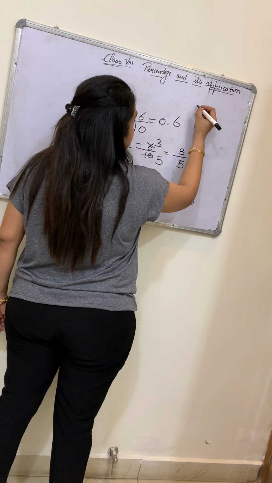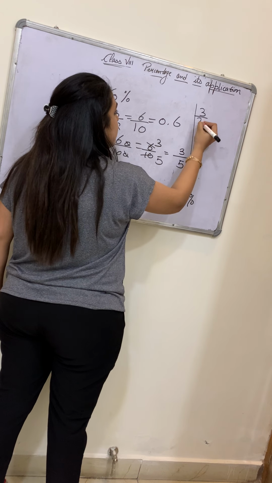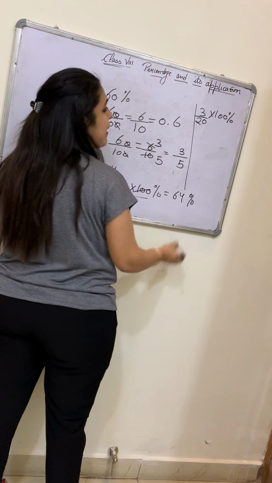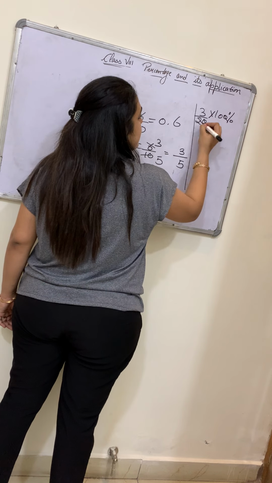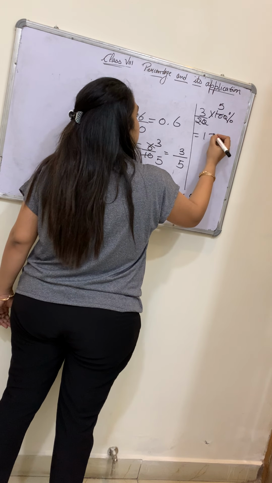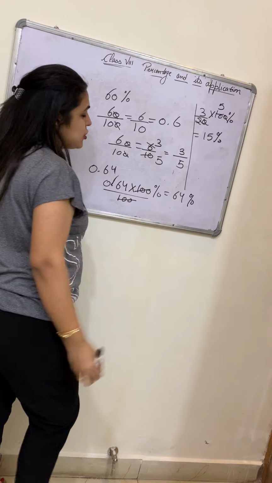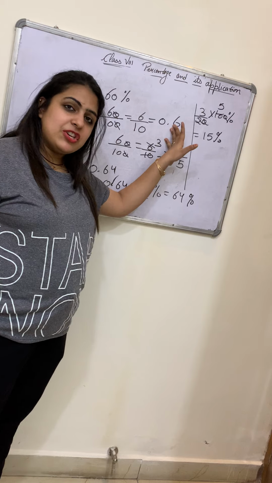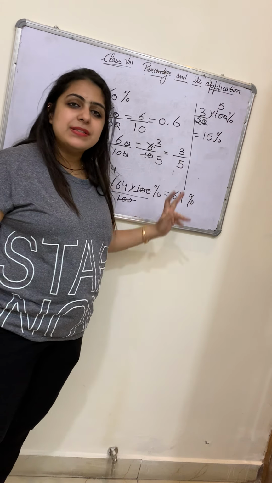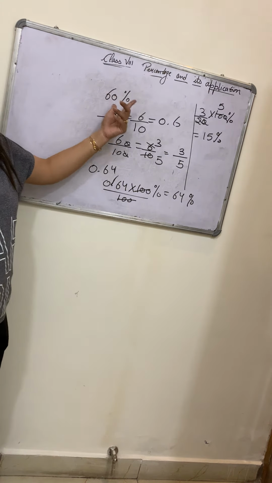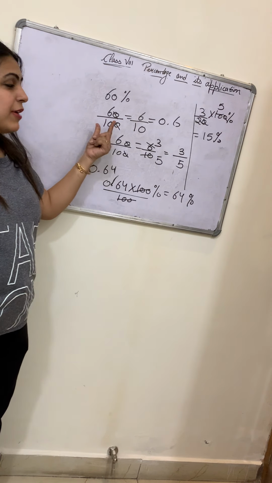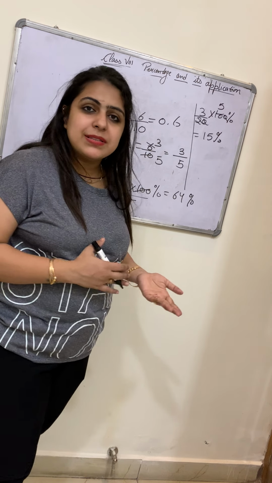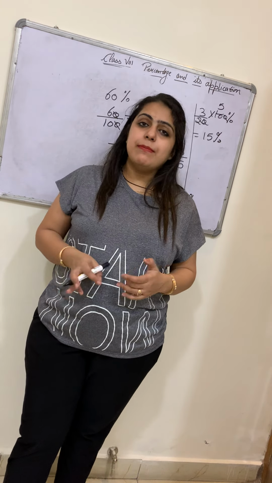Now I am giving 3 upon 20. You have to change it again to percentage. I am going to multiply it by 100%. 3 5s are 15%. So the fraction got changed into percentage. Percentage को fraction और decimal में change कर सकते हैं. Decimals और fraction को हम percentage में change कर सकते हैं. For changing percentage into decimal or fraction, we are dividing it by 100. For changing decimal or fraction into percentage, I am going to multiply it by 100.